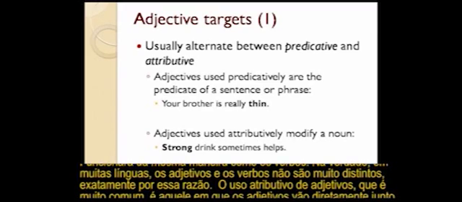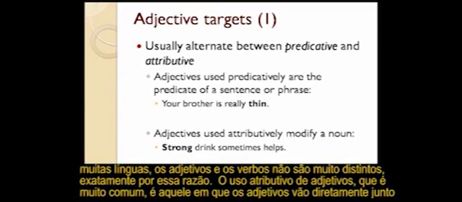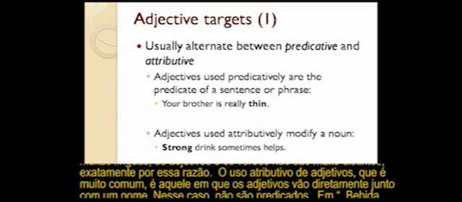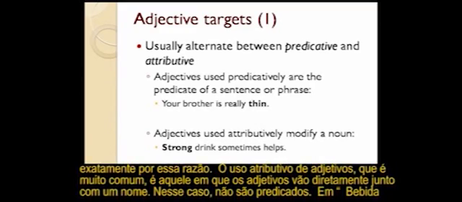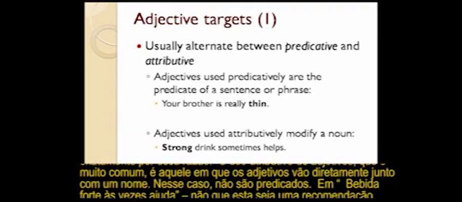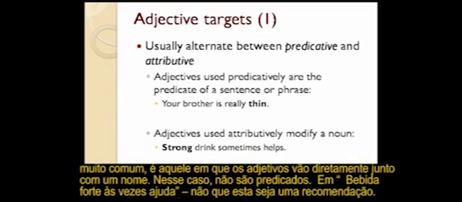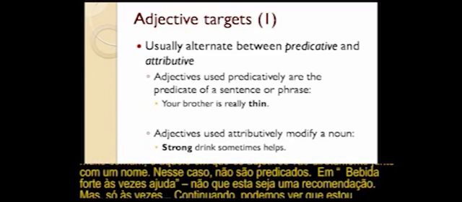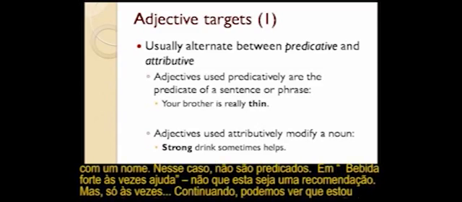The attributively used adjectives, which are really common, are adjectives that go directly together with the noun. And in that case, they're not predicates. So things like strong drink sometimes helps. Not that this is a recommendation, but sometimes.